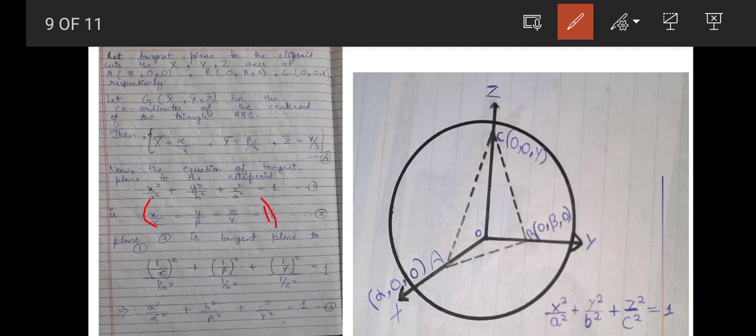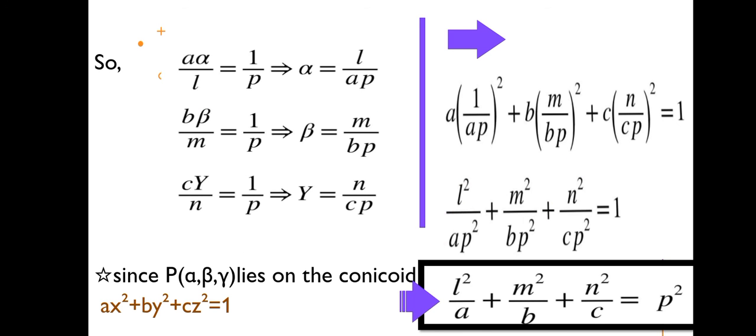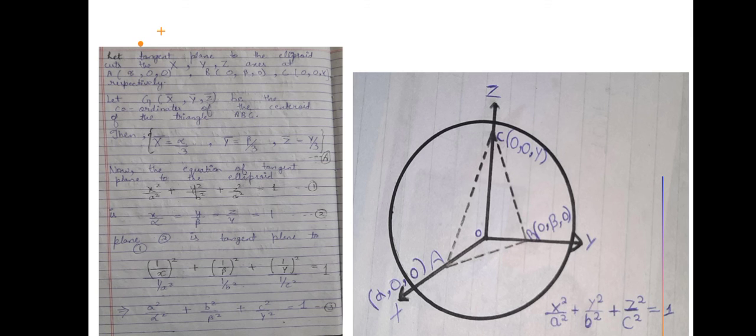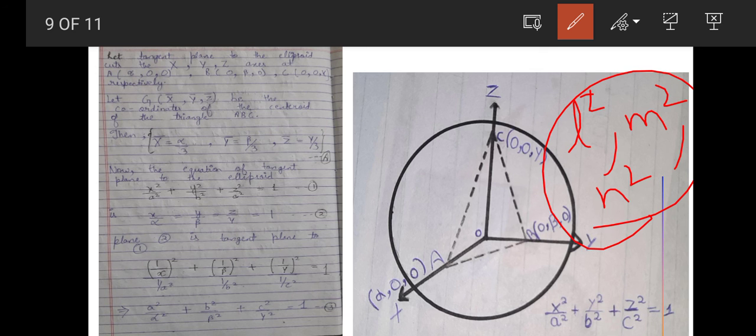Earlier we got the condition for tangency, and right now we just proved the condition of tangent. Let's move to the slide, and this is the condition of tangent: l square upon a plus m square upon b plus n square upon c is equal to p square. Here l, m, n are direction cosines.